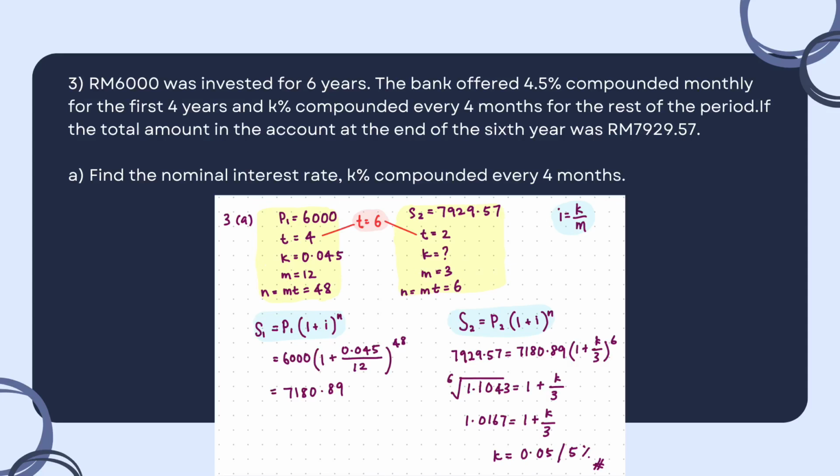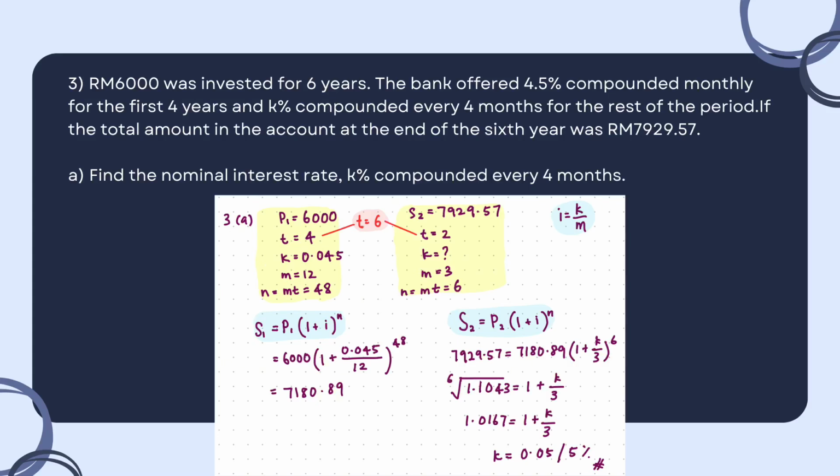Question 3A. Find the nominal interest rate K% compounded every 4 months. So first thing first, we have to list down all the information. 6,000 was invested for 6 years, so our P is 6,000. The bank offers 4.5% compounded monthly for the first 4 years. Our K is 0.045, our M is 12, and our T is 4. So all this information is for the first 4 years.